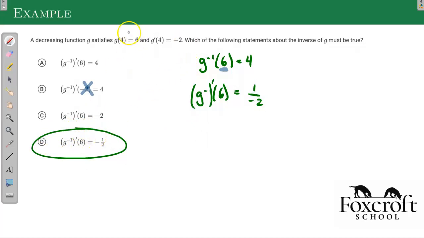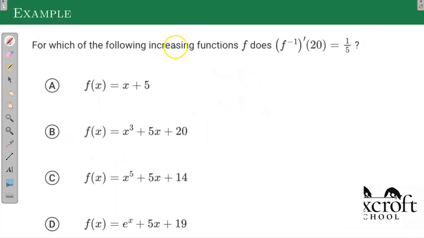So even though 6 is not the x value from the original, it's the output. It becomes the thing we care about for the inverse. And then we take the reciprocal of the derivative at that point. All right, another AP question. For which of the following increasing functions does the derivative of the inverse at 20 equal 1/5? All right, so we want the inverse derivative to be 1/5. That means we want the original derivative to be 5. And then where is it going to take place? We don't really know.